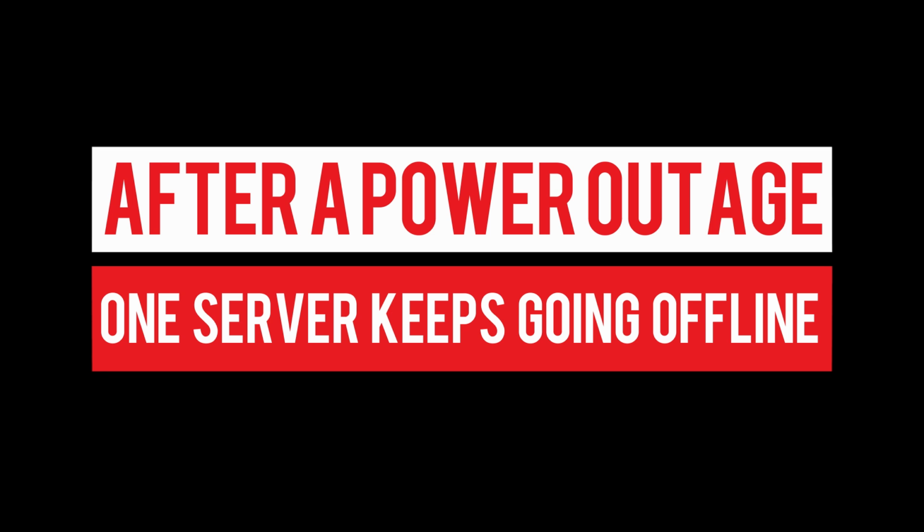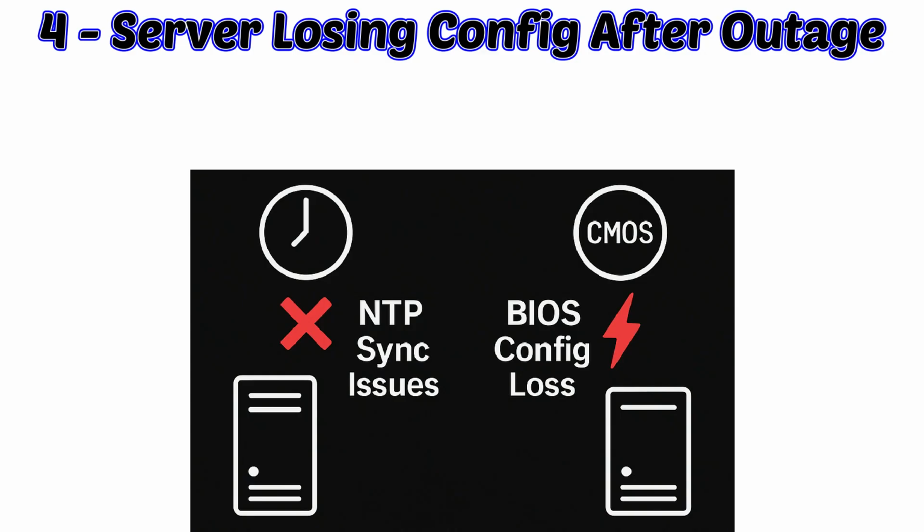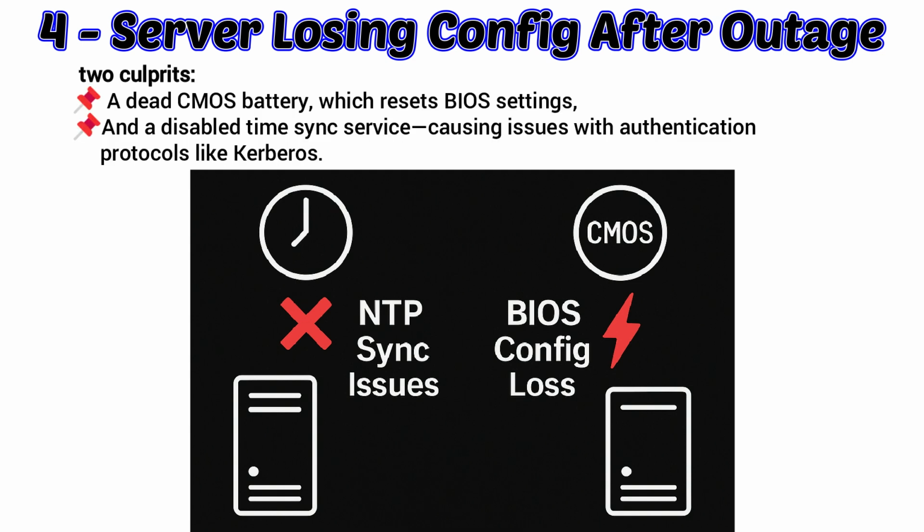After a power outage, one server keeps going offline. It forgets its configuration. The time is wrong, and users can't authenticate to applications. Other servers are fine. This points to 2 culprits: a dead CMOS battery, which resets BIOS settings, and a disabled time sync service, causing issues with authentication protocols like Kerberos. In the real world, accurate time isn't just a convenience, it's a requirement for system trust and functionality.